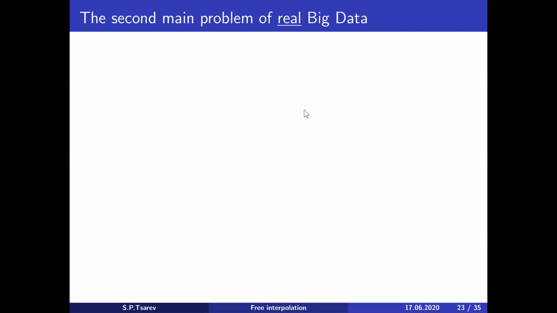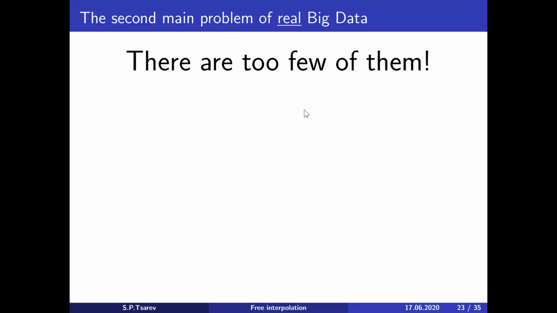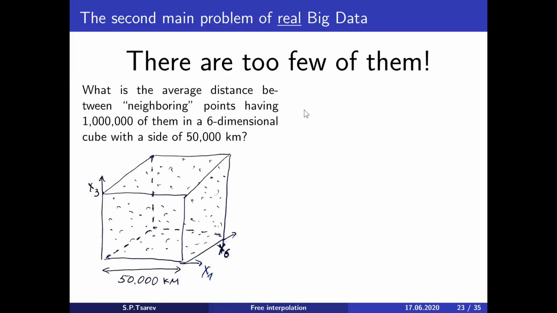Megabytes and terabytes, but the second problem, we will see it in a moment. There are too few of them. A million points is not enough. Why? It is a very simple geometrical problem. All our satellite trajectories have a radius of approximately 25,000 kilometers. So all of them are in a box in space with a size of 50,000 kilometers.